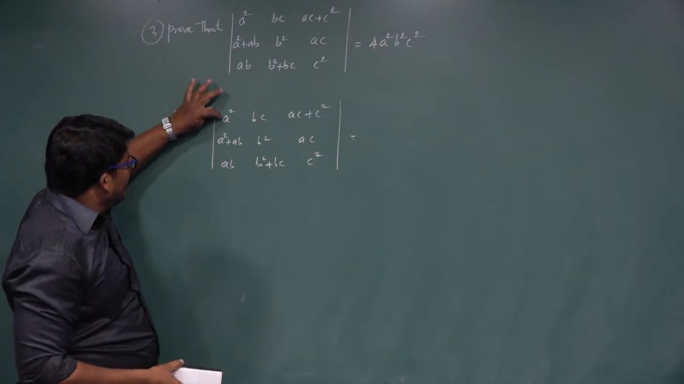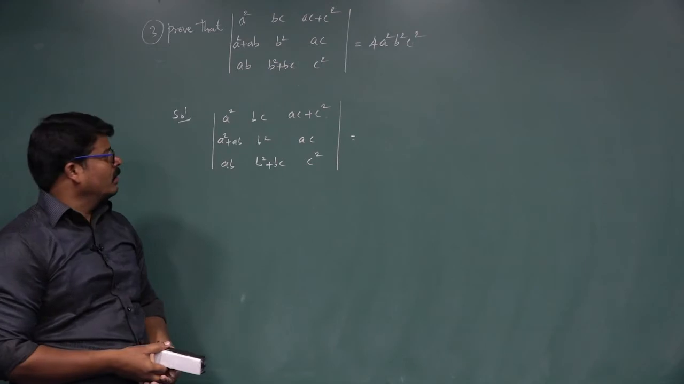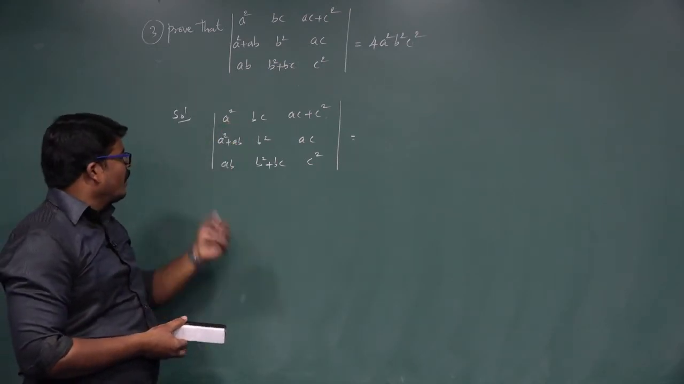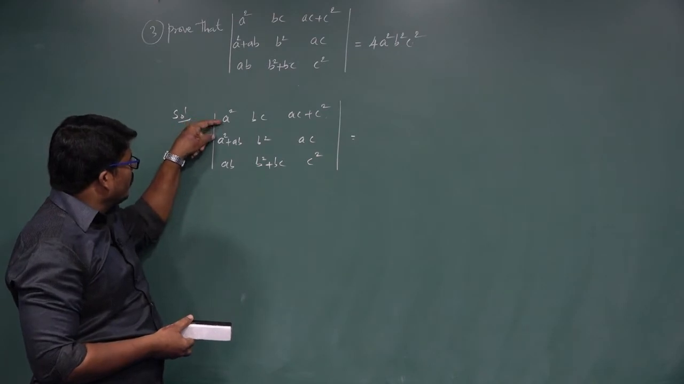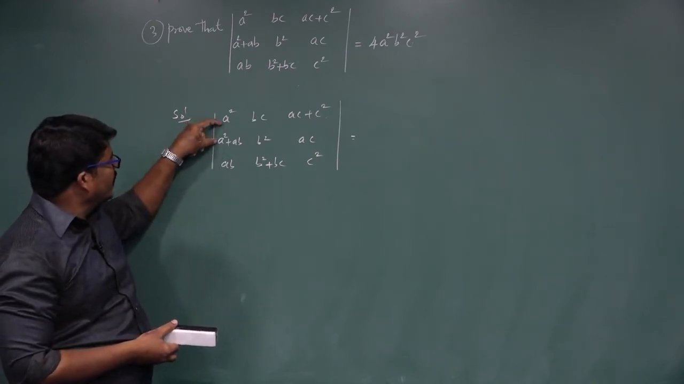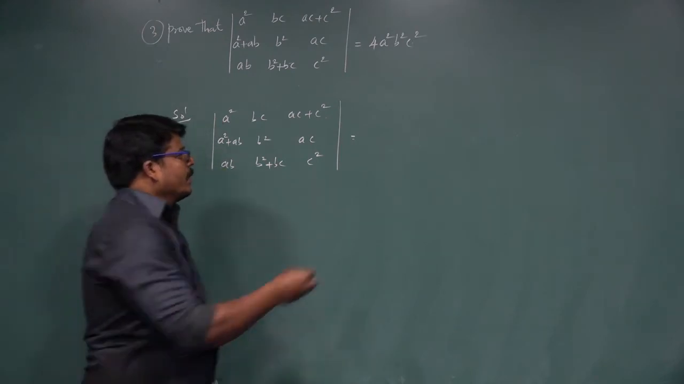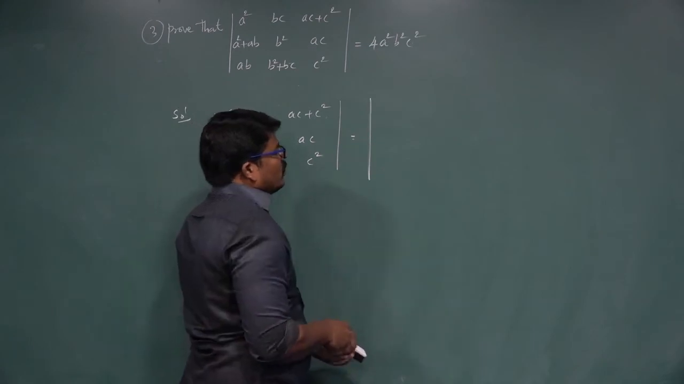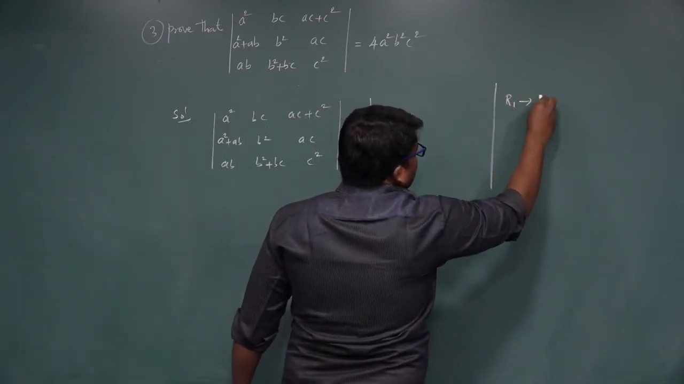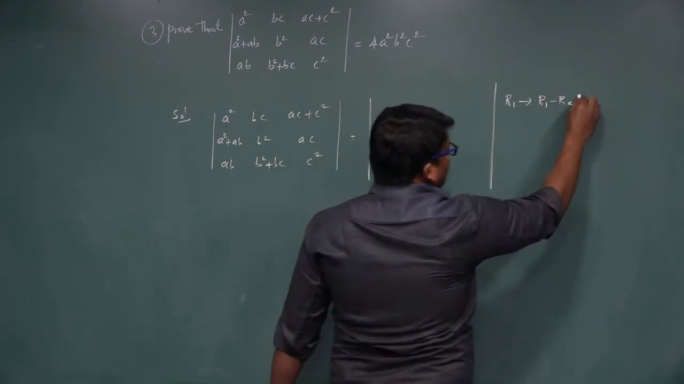Now a square, first row is a square, bc, ac plus c square. Now cancel this value a square. Now I am taking r1 minus r2 minus r3. That is a square minus a square cancel, ab cancel. Now taking the first row, we can write the first row r1 gives r1 minus r2 minus r3.